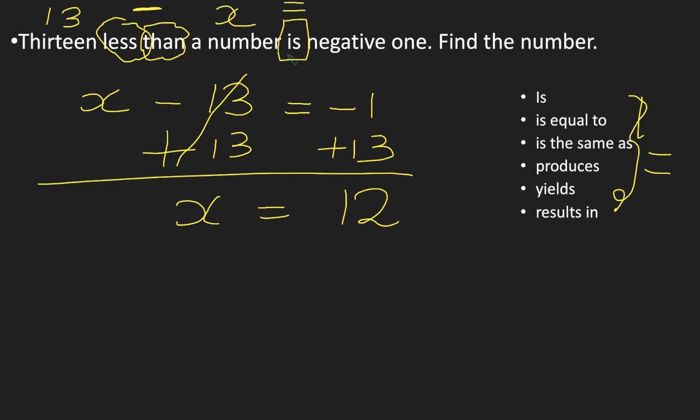So whenever you see the word is, that represents your equal sign. I would suggest you put it in because you want to separate the left hand side and the right hand side. -1 is on the right hand side, and on the left hand side, because it had that word than, you had to reverse it. It was not 13 minus x, it was x minus 13.